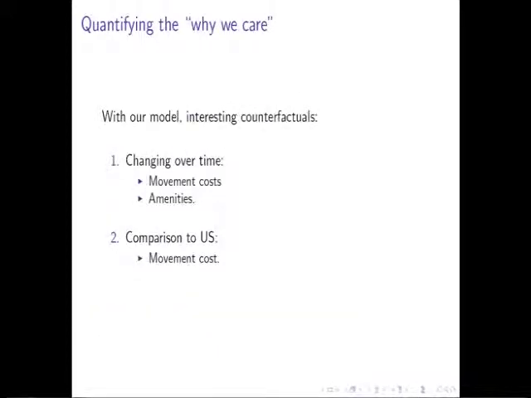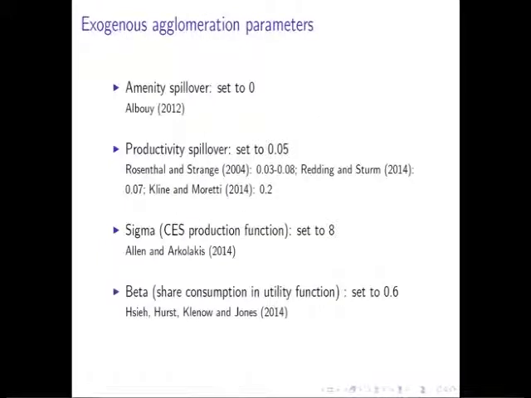Maybe go under time, which would be exciting. Okay, so here are the counterfactuals. This is what we find in terms of what would happen if you change migration costs and you change amenities across space. I'm going to show you two things. The first is how things have changed over time in Indonesia and how our model accounts for changes in GDP. The second is the comparison with the United States.